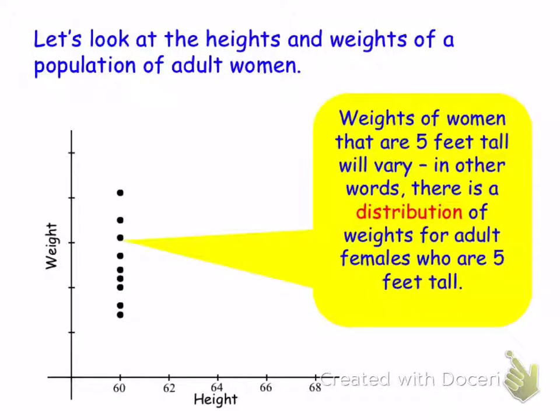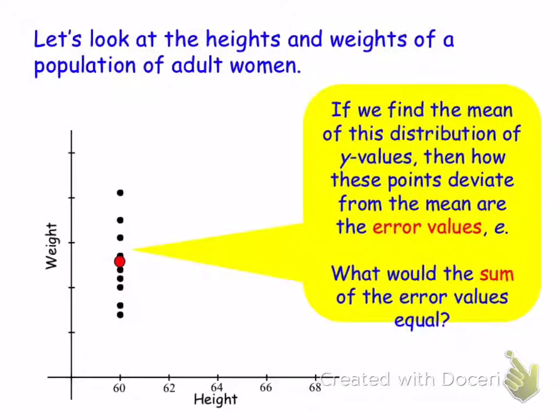So here's an example where we have taken a sample of women who are all 5 feet tall. So they all have the same X value, okay? They're all the same height, but they all weigh different things. So that's why it creates a vertical line. And so if we were to find the mean of this, that would be on the line of best fit.